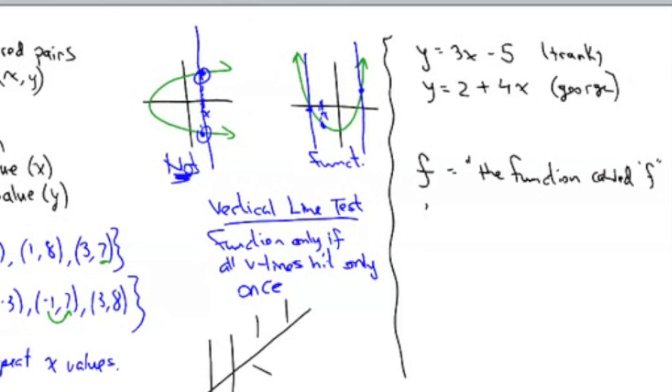Then if you see G in an equation, by the way, these will never ever be variables. G is read the function called G, or George, Gabriel, Gertrude.